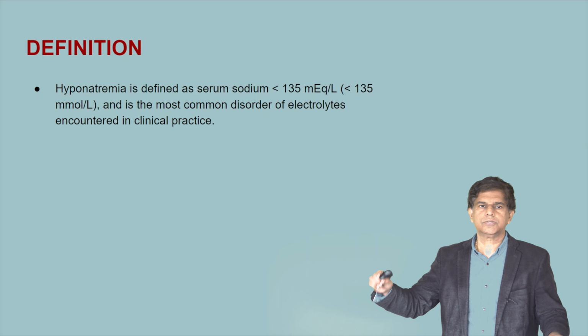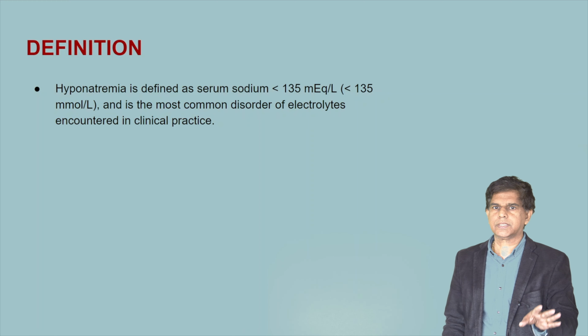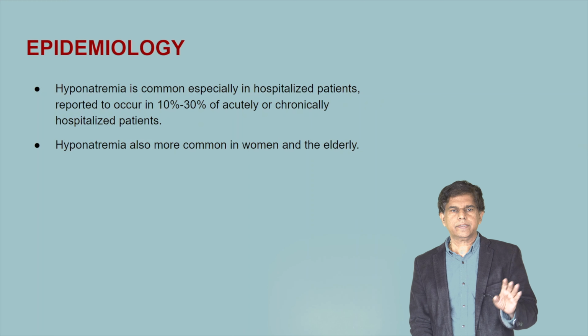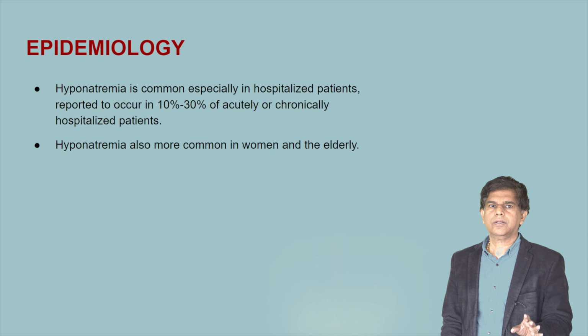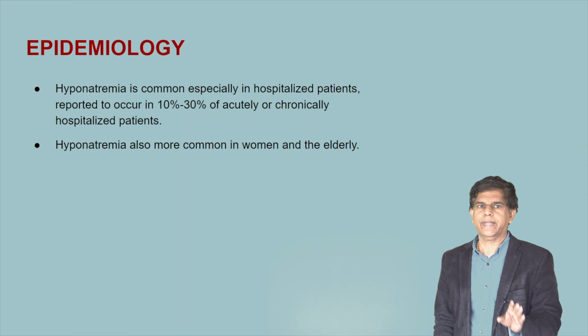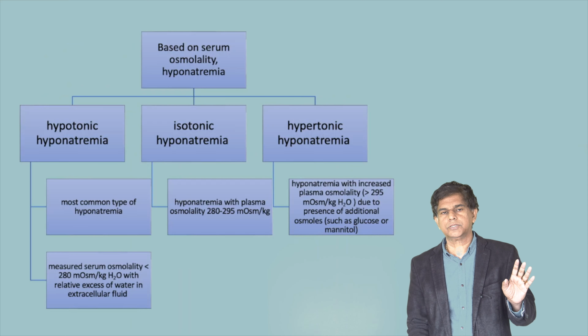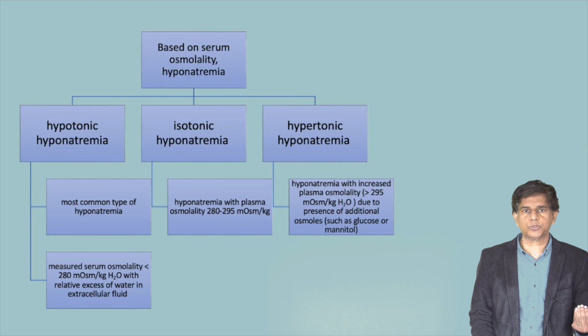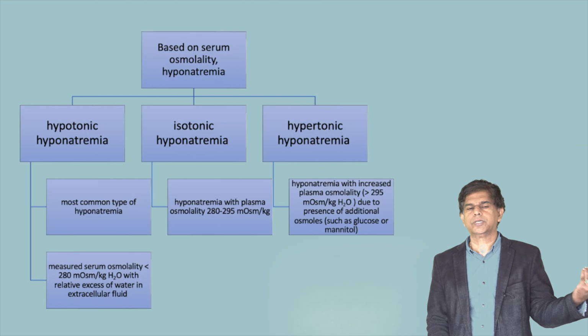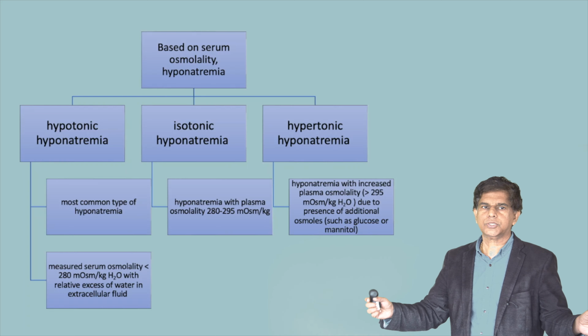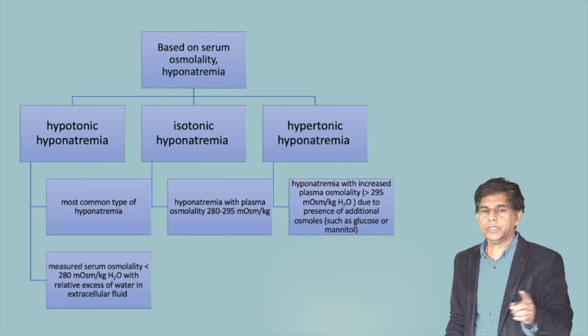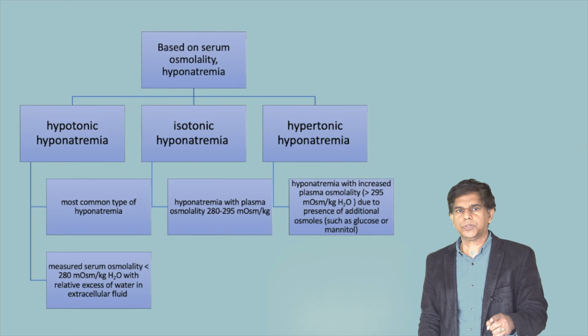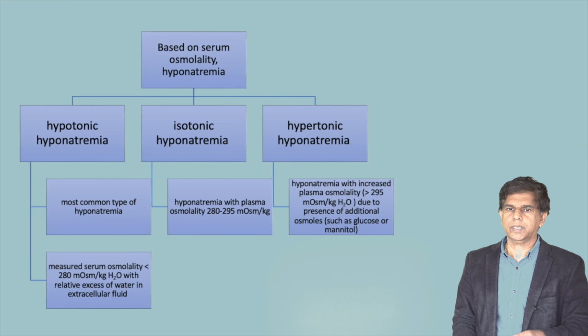So let's look at the definition: hyponatremia is serum sodium less than 135. Epidemiology, we talk about mainly hospitalized patients. It's very common. Elderly patients and women are also commonly affected. Based on the serum osmolarity, you can put hyponatremia into three categories: hypotonic hyponatremia, isotonic, and hypertonic hyponatremia.